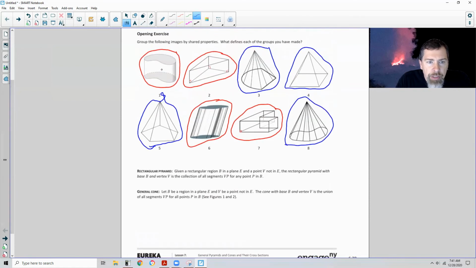So figure 1 is here. Figure 2 is here. Those are not cones. What do they mean by see figures 1 and 2? Figure 3 is a cone. Figure 4, well, not really a cone. Figure 8, they come to a point. 5, 4, and 3 come to a point. See figures 1 and 2 for general cone.